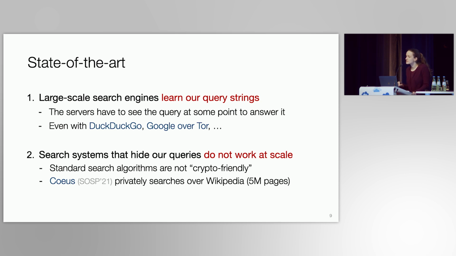And really, part of the challenge here is that standard search techniques make many query-dependent random accesses to large indexes of data, and this is hard if you don't know what the query is. And so in particular, COAS here is the state-of-the-art system for private search, and it searches over Wikipedia, which is a much smaller corpus of roughly 5 million pages.